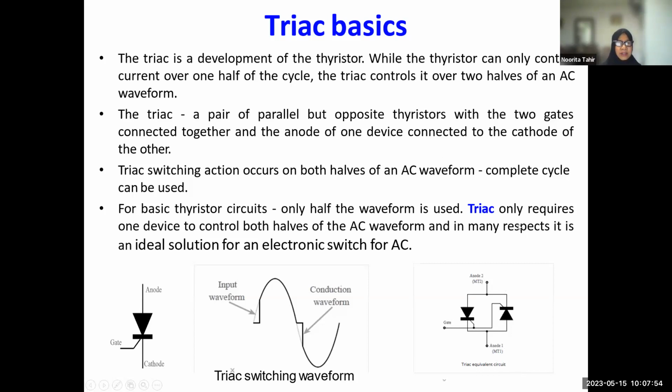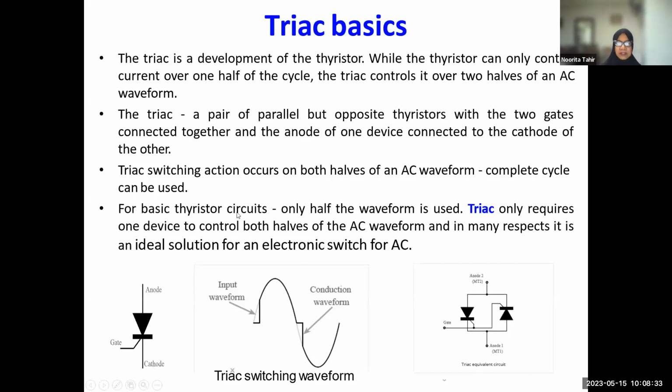So we see here, the triac is actually a pair of parallel but opposite thyristors. Ingat ini thyristor kita asalnya. Ini adalah dua thyristor connected begini dan dikenali sebagai triac, known as triac. So with the 2 gates connected together here, and the anode of one device connected to the cathode of another, what we have is anode 1 and anode 2. So triac switching action will cover both positive and negative cycle kat sini.